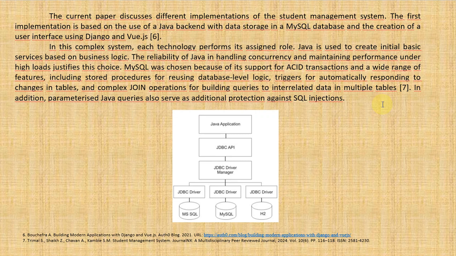MySQL was chosen because of its support of ACID transactions and a wide range of features, including stored procedures for using database-level logic, triggers for automatically responding to changes in tables, and complex join operations for building queries to interrelated data in multiple tables. In addition, parameterized Java queries also serve as additional protection against SQL injections.